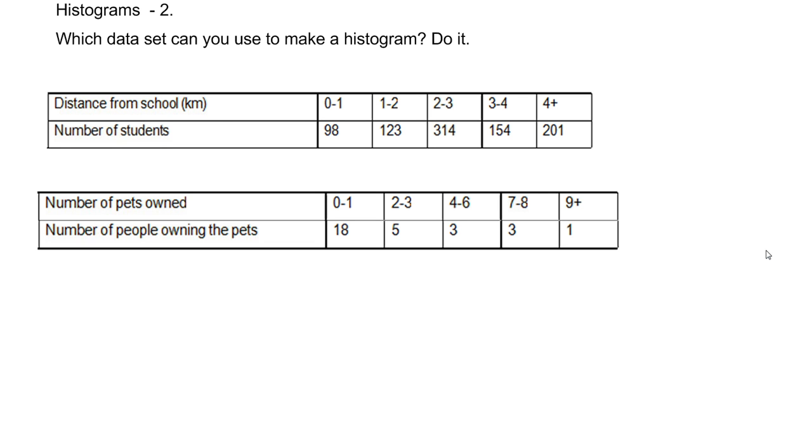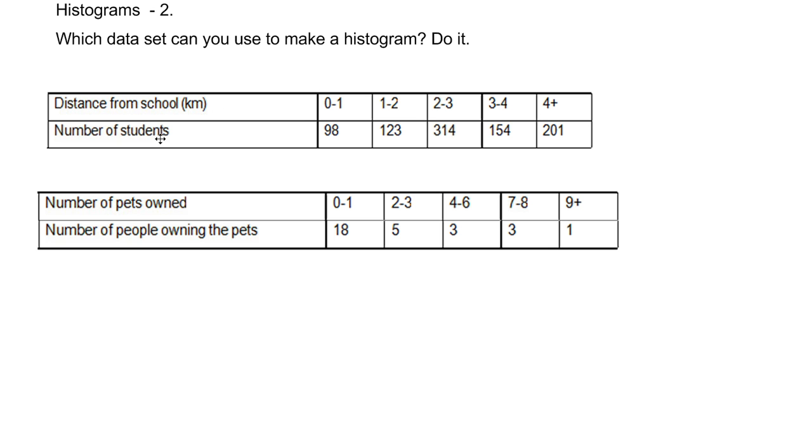All right, guys, we're going to go through and make a histogram. You're going to see questions like this: which data set can you make a histogram of? Do it. All right, so we have two data sets. In the first one up here, it's individuals' walking distance from school. So people that live 0 to 1, 1 to 2, 2 to 3, 3 to 4, or greater than 4.